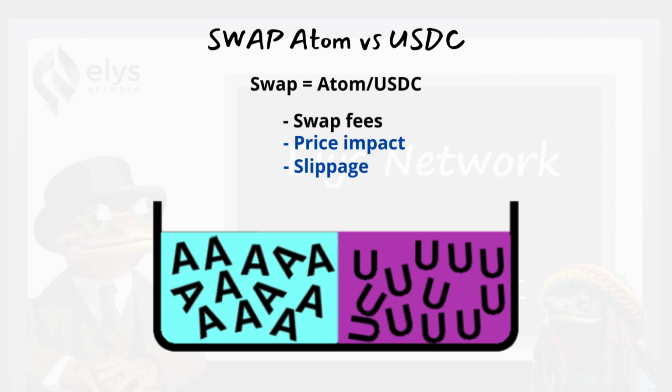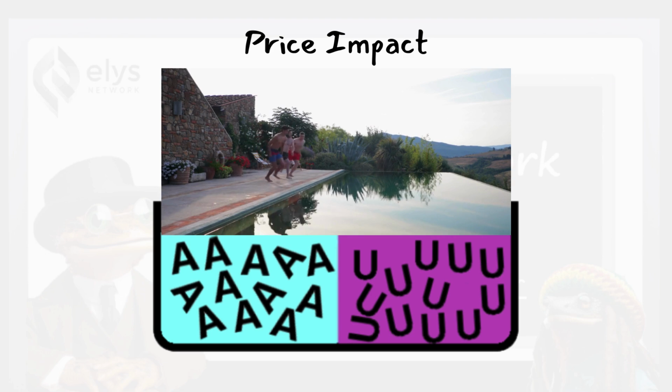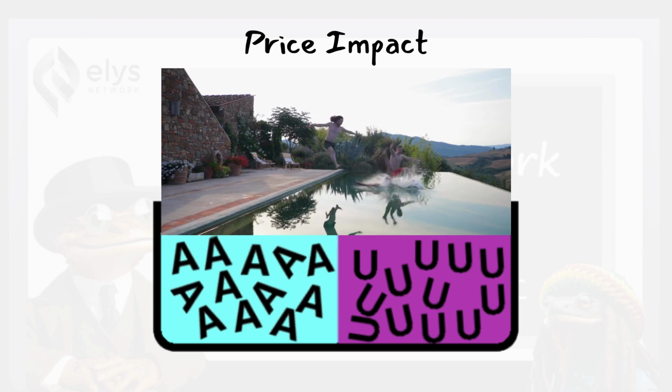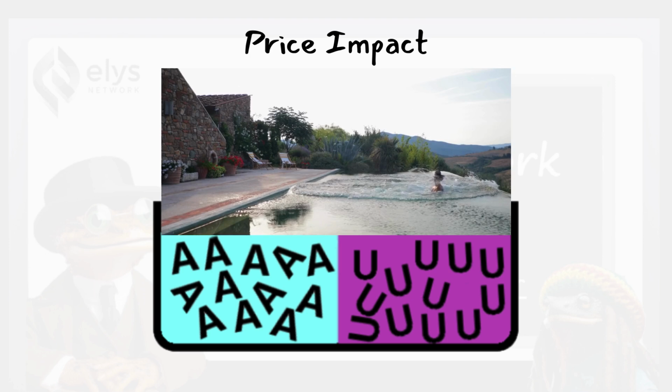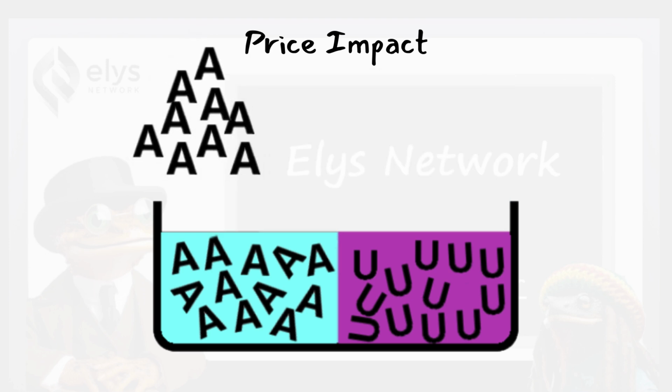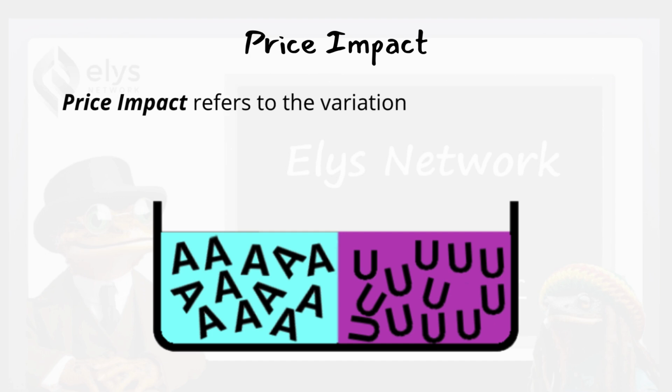Let's address the first, price impact. Just as gatekeepers jumping into Maxime's pool cause some ripples, your swaps can affect the concerned pool depending on the liquidity depth or the size of your order. Price impact refers to the variation in the price of an asset pair caused by your transaction.